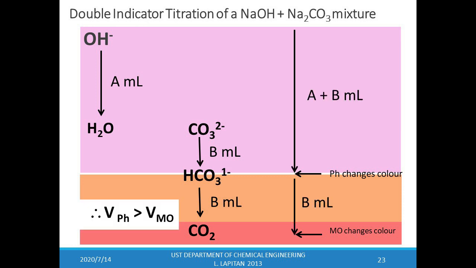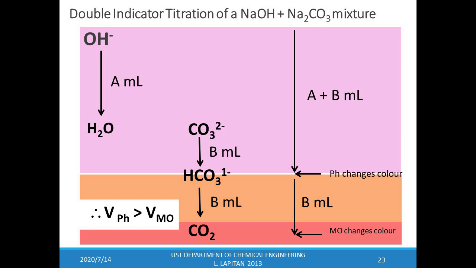Now let us try to analyze the volumes of the titrant acid that is used up for the first and second reaction. It is clear that the volume of the acid required to change the phenolphthalein is A plus B mL, while only B mL is required to change the color to the methyl orange. Therefore, if the volume of the acid required to change the phenolphthalein color is greater than the volume of the acid required to change the methyl orange, then we have a mixture of sodium hydroxide and sodium carbonate.